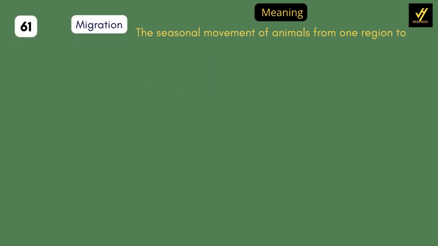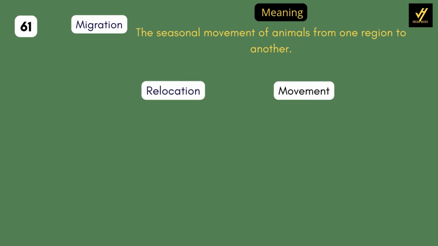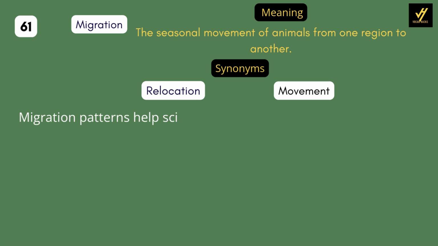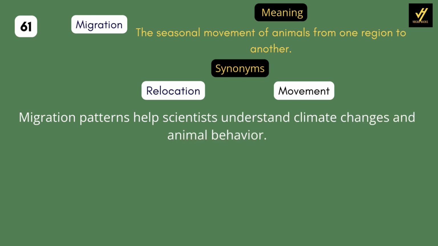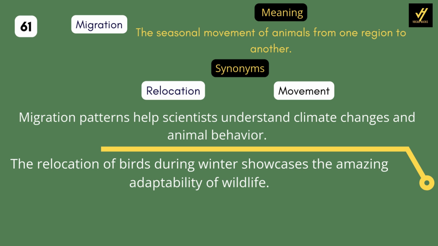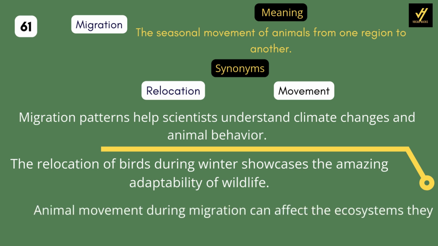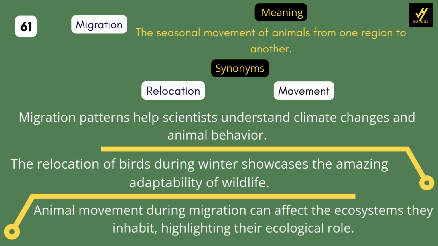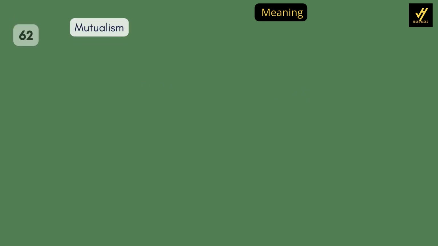Migration, the seasonal movement of animals from one region to another. Relocation, movement. Migration patterns help scientists understand climate changes and animal behavior. The relocation of birds during winter showcases the amazing adaptability of wildlife. Animal movement during migration can affect the ecosystems they inhabit, highlighting their ecological role.